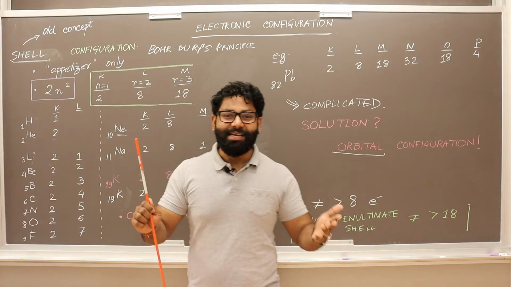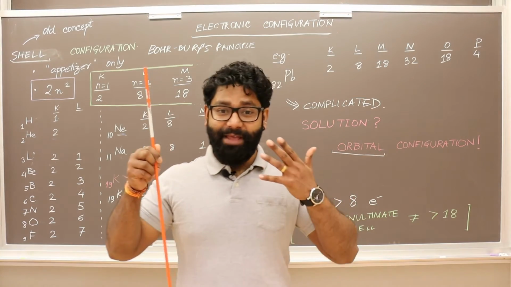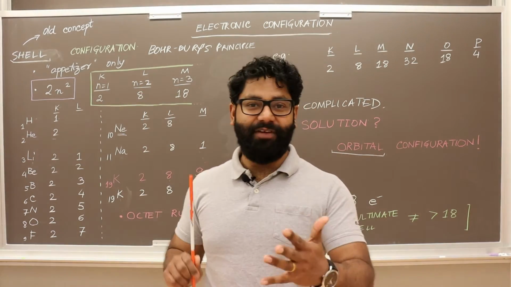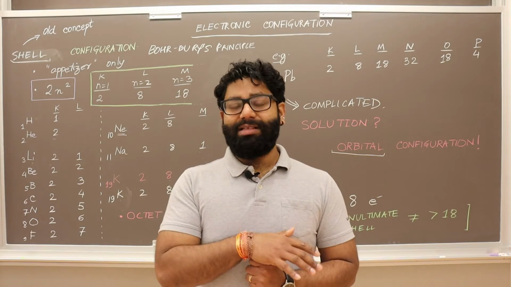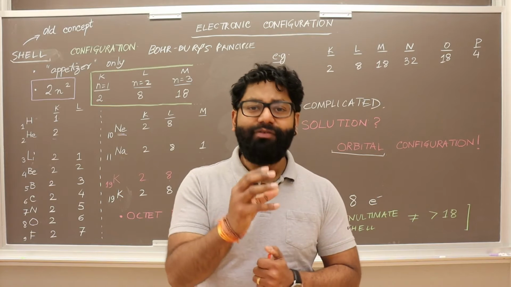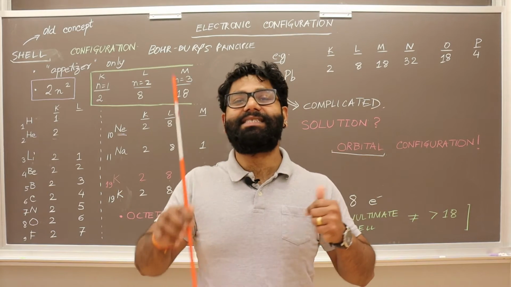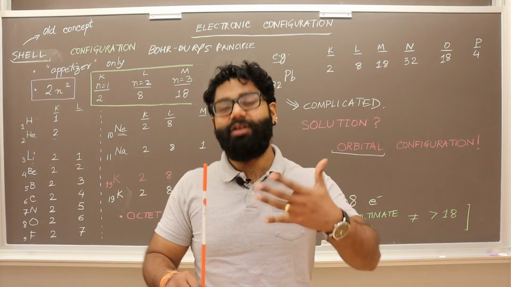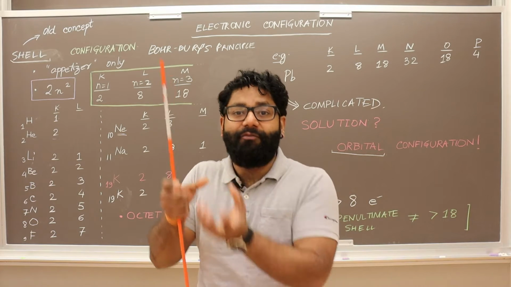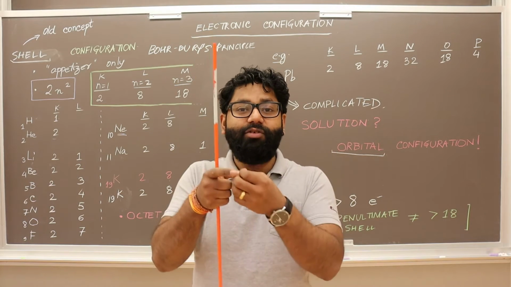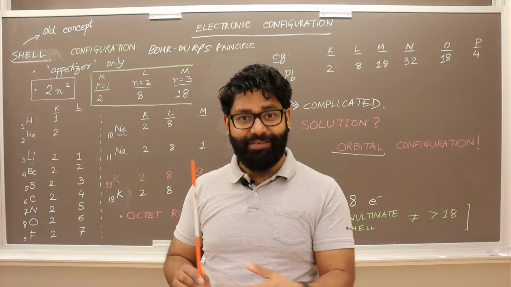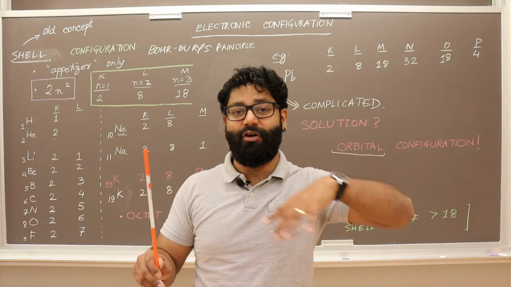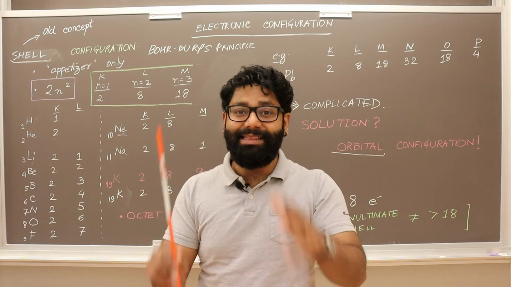Okay, so let's start our very interesting topic of electronic configuration. Now, what is an electronic configuration? This is a concept that will tell you how the electrons are arranged inside an atom, right? We know that an atom is made up of the nucleus, and the nucleus is surrounded by electrons. In electronic configuration, we'll try and understand how these electrons are distributed in the atom.